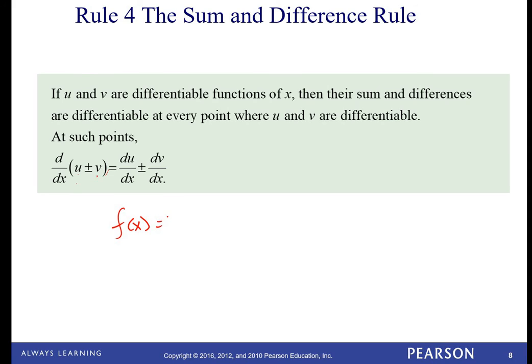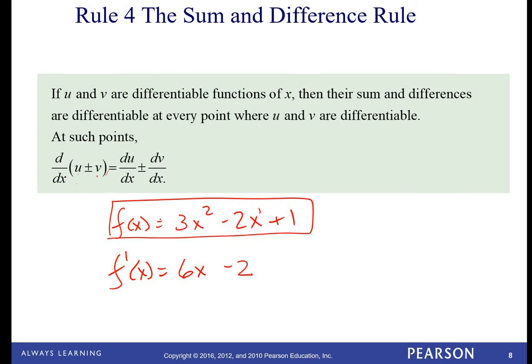So if f of x is something like 3x squared minus 2x plus 1, to get f prime of x, I'm going to take the derivative of each piece. So 3x squared, I'm going to multiply that by 2, I get 6x, reduce my power by 1. Here my power is 1. Negative 2 times 1 is negative 2, x to the 0. And my constant always has a derivative of 0. So here is my function. It's the sum of several individual differentiable functions. The derivative is the sum or difference of those derivatives.